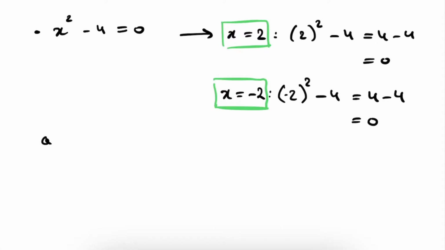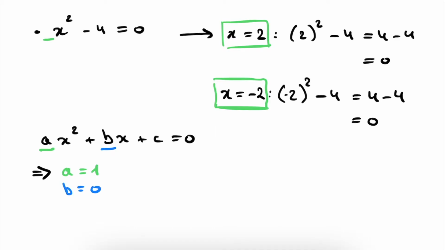Let me reiterate the general form, which is a x squared plus b times x plus c is equal to 0. In our case here, with the x squared minus 4, we see that this a is just 1. So a is equal to 1. B is absent here. There is no term in this equation that has an x, so b is equal to 0. And then c, we see that it's a constant, so it's a term that does not include x, is minus 4. So c is equal to minus 4.